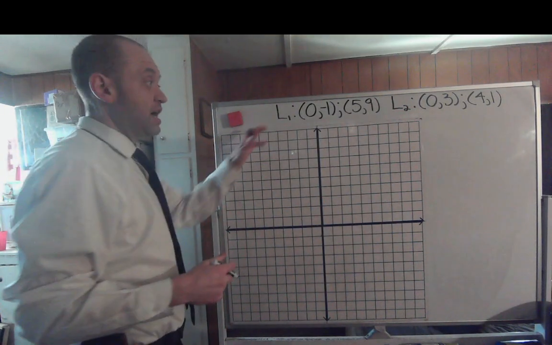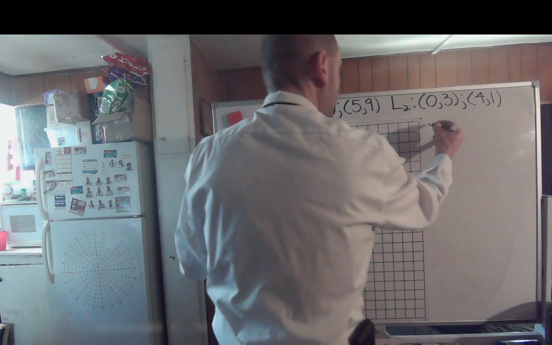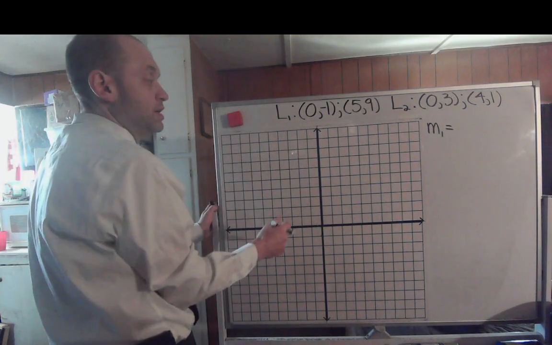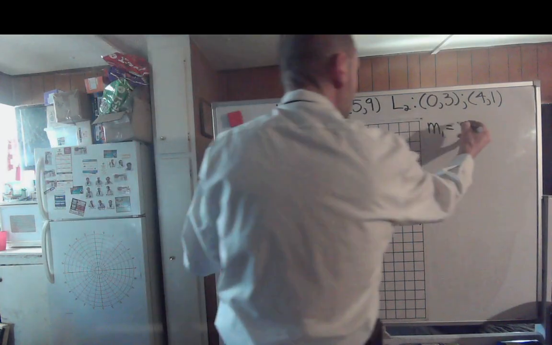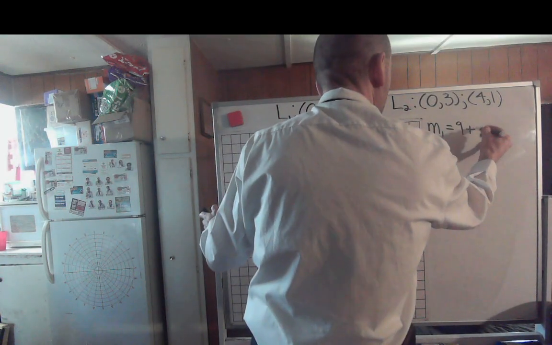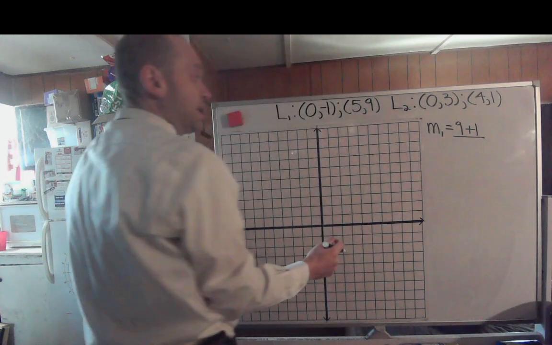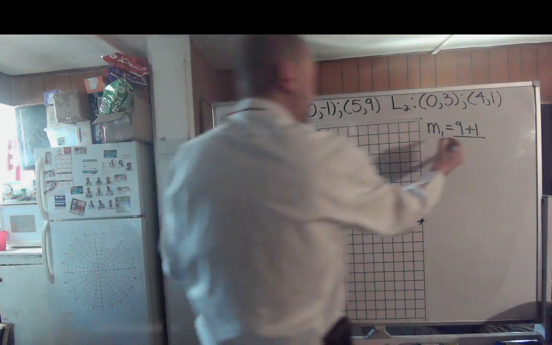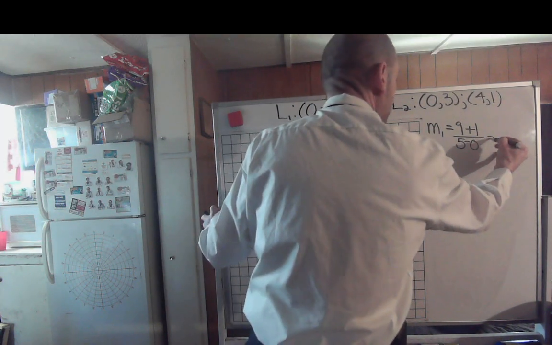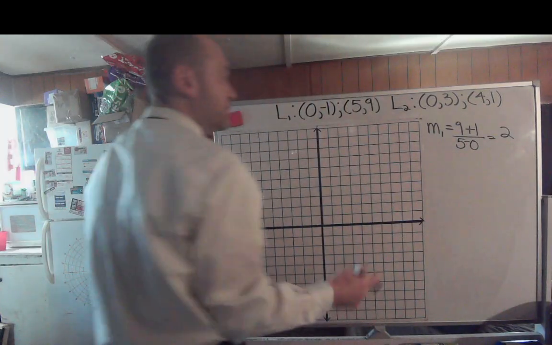Well, let's start out by finding the slope. So let's find the first slope, m sub 1. This will be the slope for line 1. That'll be your y2 of 9 minus your y1 of -1, so 9 plus 1, all over your x2 of 5 minus your x1 of 0, so 10 over 5 equals 2. Slope of the first line's 2.